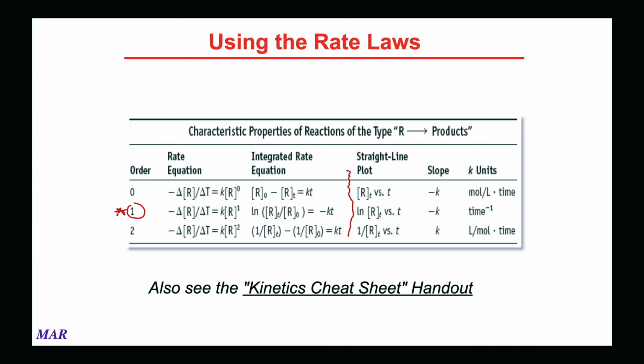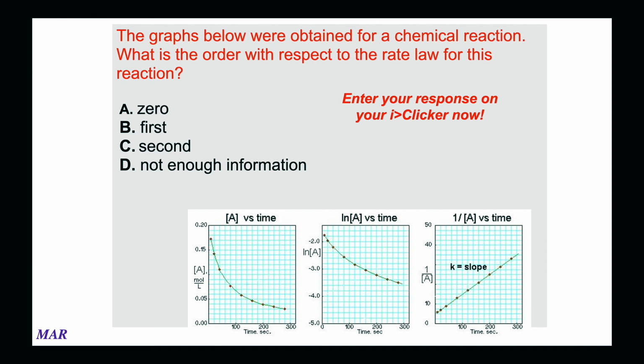The 3 graphs below were obtained for some given chemical reaction. And the question is, what is the order with respect to the rate law for this reaction? And you can see that there's an A versus time, a natural log of A versus time, and 1 over A versus time, all right? And the answer, the punchline to this question, is going to be the one that gives you the straight line. So you can see that 1 over A versus time is giving you a straight line. The other ones did not.